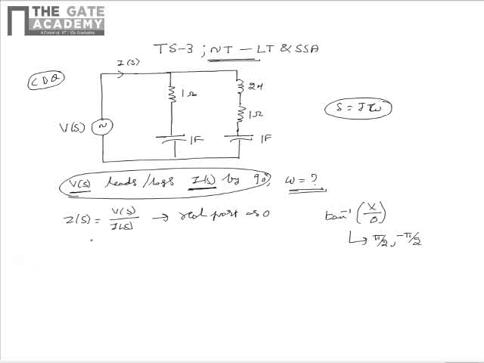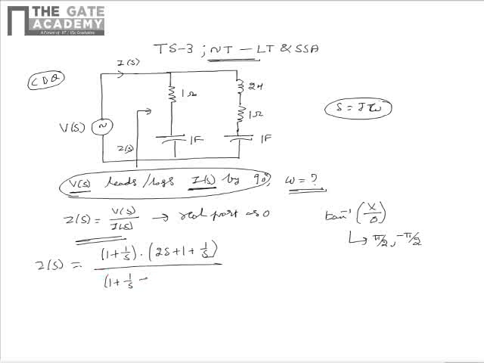So now let us find out Z of S is equal to V of S by I of S, or Z of S is the impedance as seen from the source terminals. So Z of S can be given as 1 plus 1 by S multiplied by 2S plus 1 plus 1 by S divided by 1 plus 1 by S plus 2S plus 1 plus 1 by S.